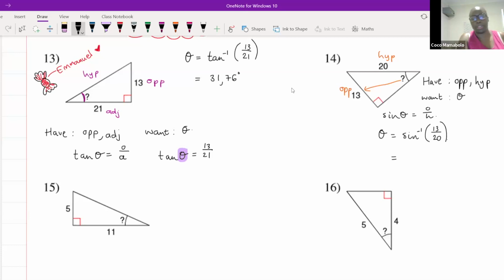What do we get, peeps? Arcsine of 13 over 20. Thank you very much, Fulani and Emmanuel. You guys are 100% on point. The answer we get over here is 40.54.